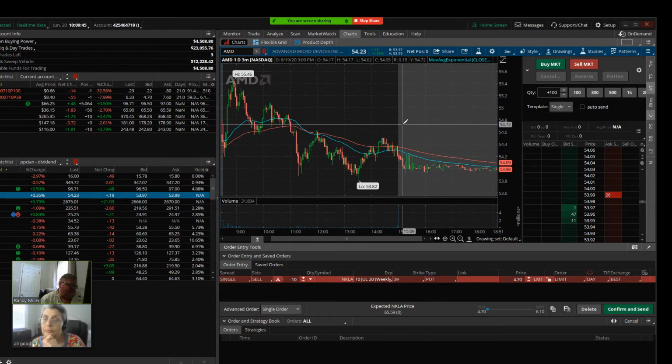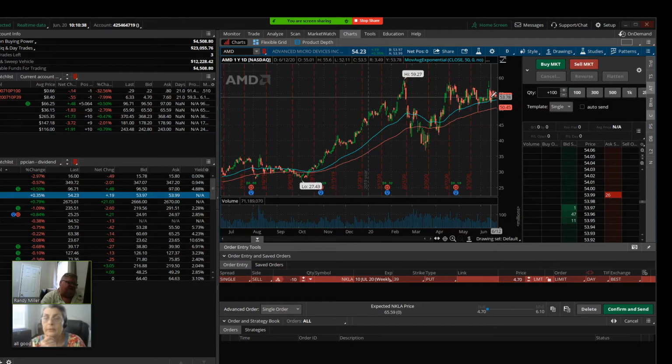To get a more general view of the stock, you can look at a 1 year, 1 day chart to see where it's going. It's generally on an uptrend. You can tell that a year ago it was at $30 and today it's at $54. If you'd bought this a year ago, you would almost be 100% on your money, not quite.